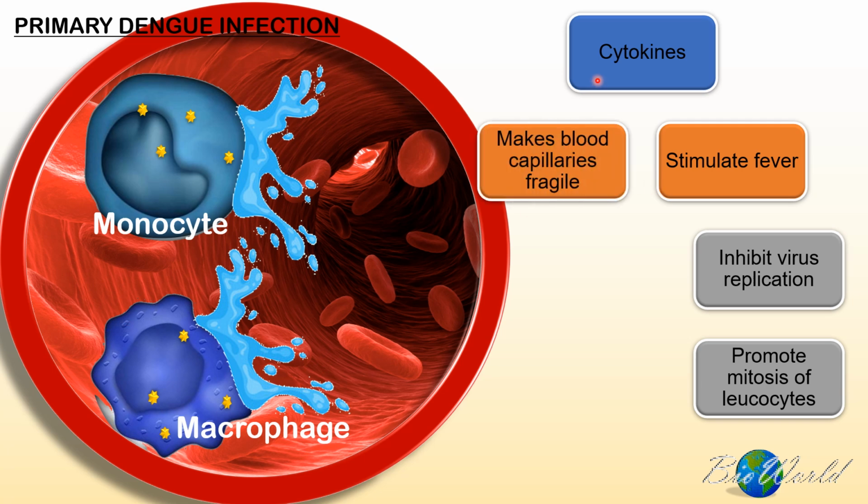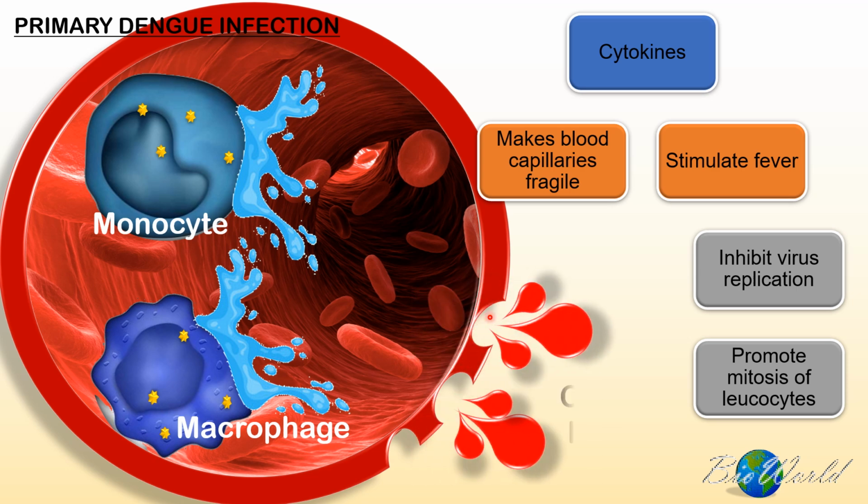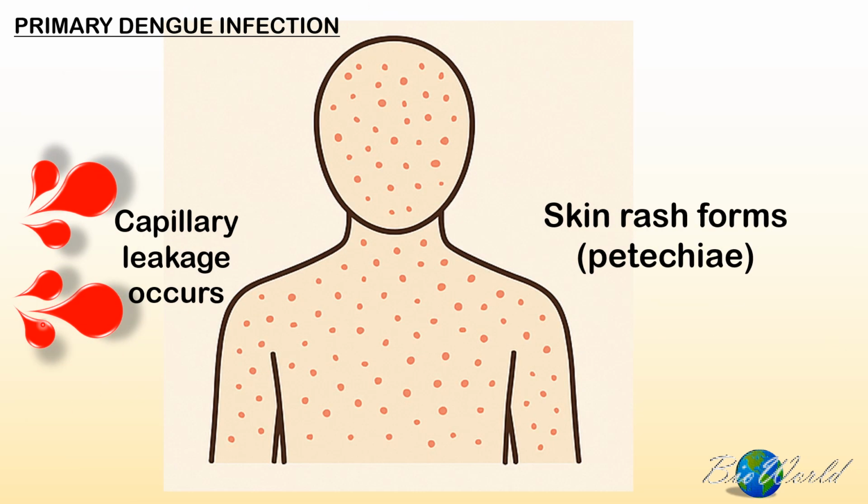Unfortunately, the side effect is that the blood capillaries become fragile. When the blood capillaries become fragile, plasma leakage occurs. There is a slow release of the blood out of the blood capillaries, also known as capillary leakage. Now, when there is capillary leakage, it starts to appear on the surface of the skin in the form of a skin rash, which is medically called PTK. Of course, I don't know if I'm pronouncing it correctly though.